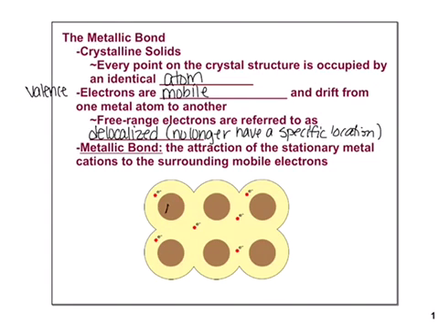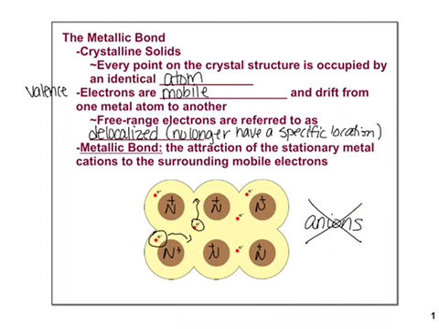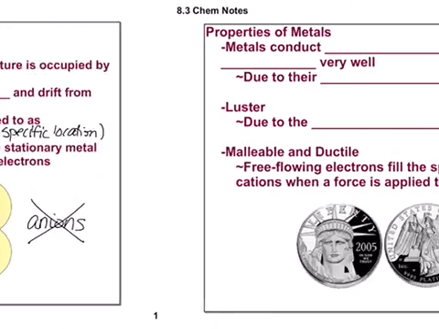So here we would have the nucleus of an atom, and then these electrons, they have the ability to just float around those nuclei. And so the metallic bond is created by the attraction of the stationary metal cations. So these are the cations because they're the nucleus. They're positively charged. And the surrounding mobile electrons. So there's no anions in this. It's just the positive nuclei surrounded by free-floating electrons.